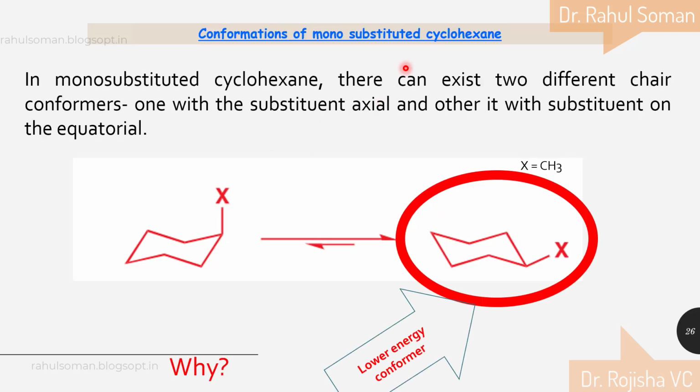Okay. This monosubstituted cyclohexane can exist in two different ways. We told that there are two bonds, alpha bond and beta bond. Axial and equatorial positions are there. So if it exists in the axial bond, then this will be the structure. Here X is equal to CH3, and if it is in the equatorial position, this will be the structure. Actually, we are saying that the equatorial bond will be energetically more feasible.